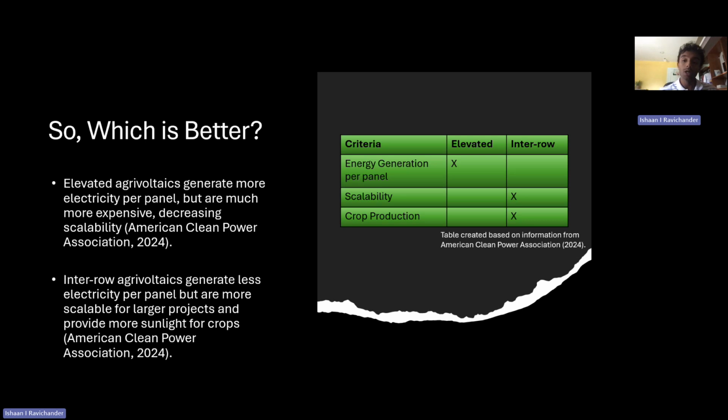Inter-row agrivoltaics, however, generate less electricity per panel, but are much cheaper and scalable and more suited for providing sunlight to crops. And as a result, I think at the moment, inter-row panels are likely more realistic for large-scale agrivoltaics projects because of the scalability as well as the crop benefit. I do want to say, though, that I do see a future in which these elevated systems become more scalable, and as they generate more energy per panel, they show good promise if there's a way to decrease this construction cost and prioritize shade-tolerant crops when using them.